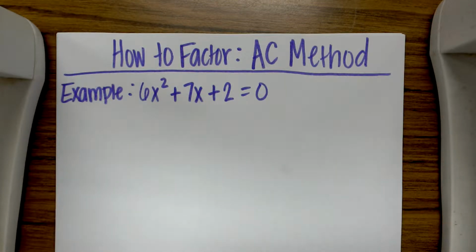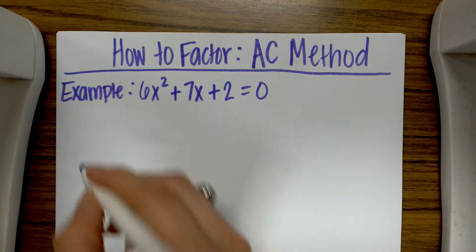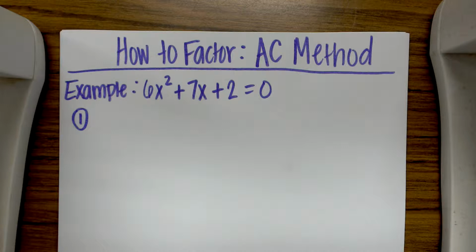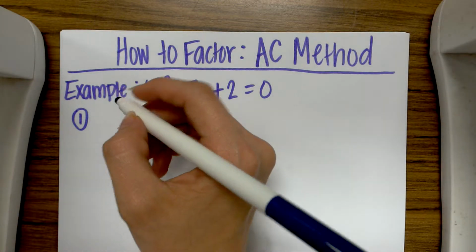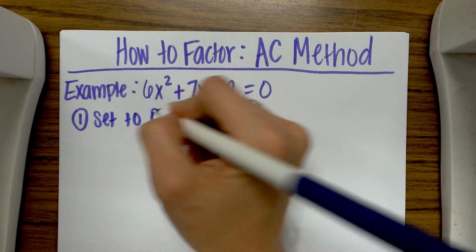So, first things first, we're going to follow our steps. This is the example that we're using: 6x squared plus 7x plus 2 is equal to 0. So our step one, our first step, is to make sure the quadratic is set to 0. So make sure it is set to 0.